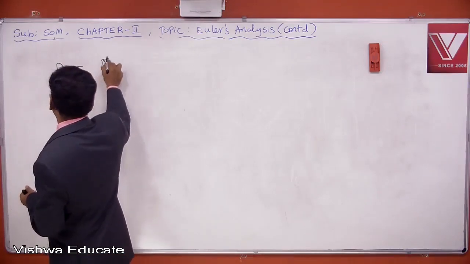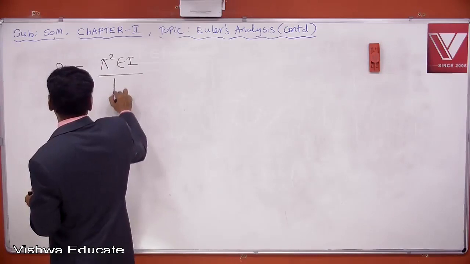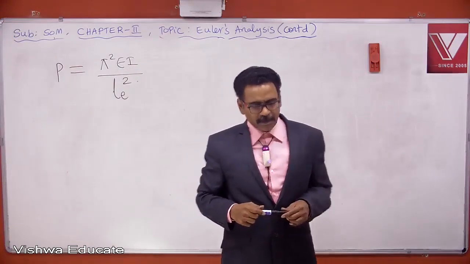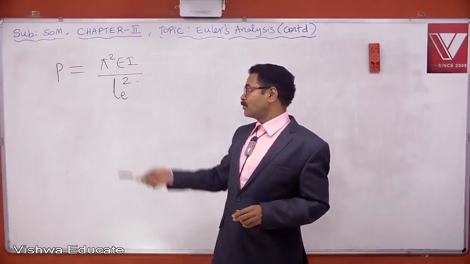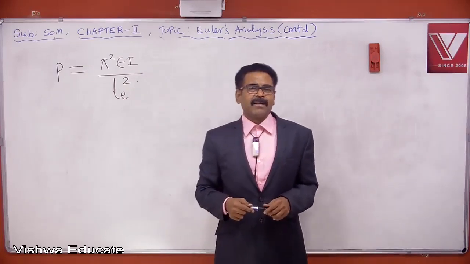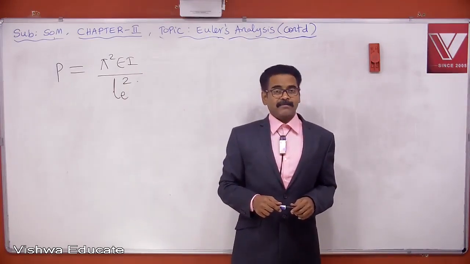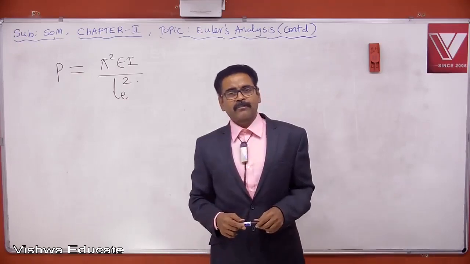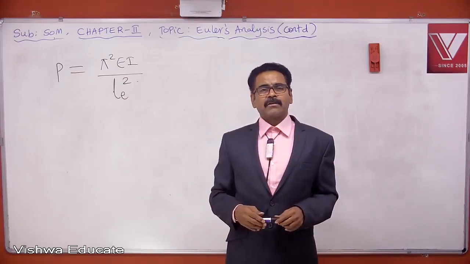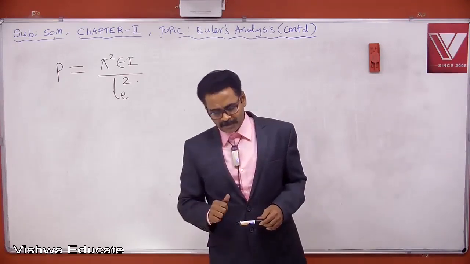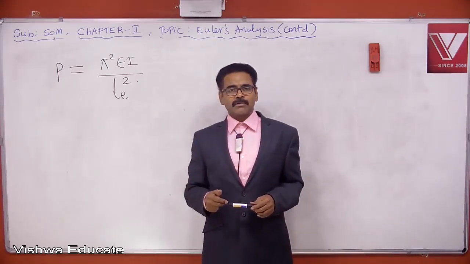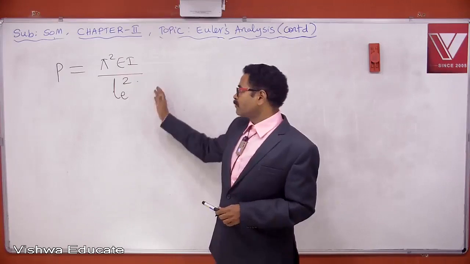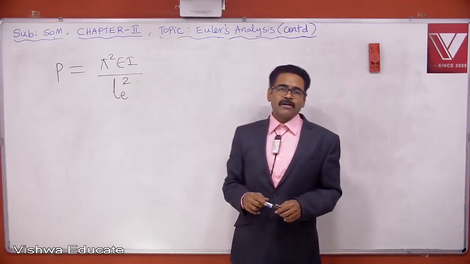Critical load of column is given by pi square EI by LE square. If anybody asks you, what is critical load of column? Your answer should be like this: pi square EI by LE square. Don't say L square. This formula is valid for any kind of end conditions, either both ends fixed, both ends pin jointed, any type of end conditions. Even any mode also, with any number of stops also. So for all kinds of columns, this formula we can use. This is universal formula.